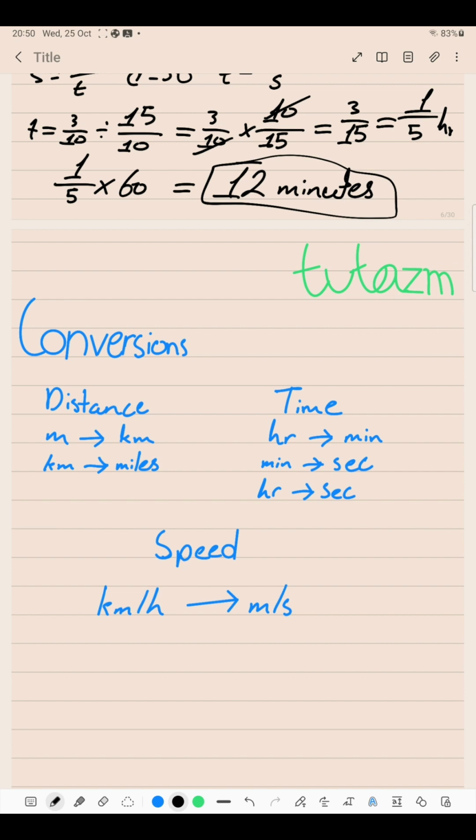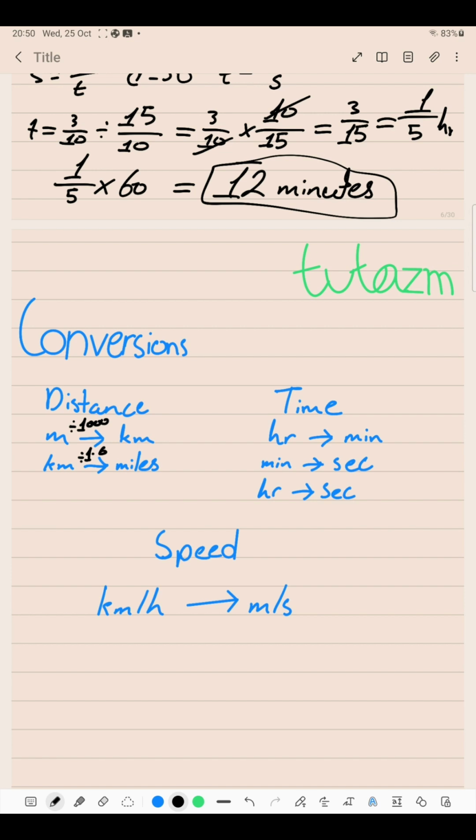So to go from meters to kilometers, you're going to have to divide by 1,000. To go from kilometers to miles, you're going to have to divide by 1.6, because there are 1.6 kilometers, sorry, in 1 mile.